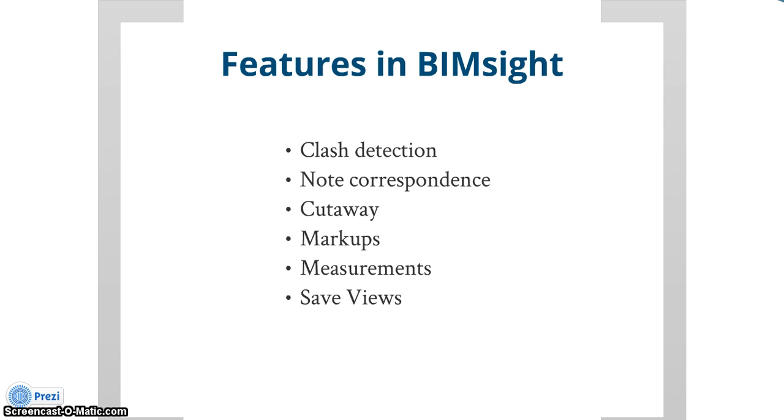So the most important features in BIMsight would be the clash detection, note correspondence, cutaways, markups, measurements, and you can save your views. Now in a second we will switch over to BIMsight and we'll walk you through how to use some of the features.